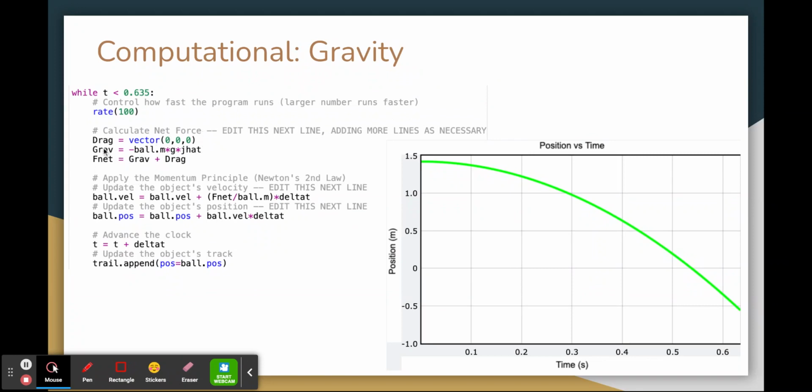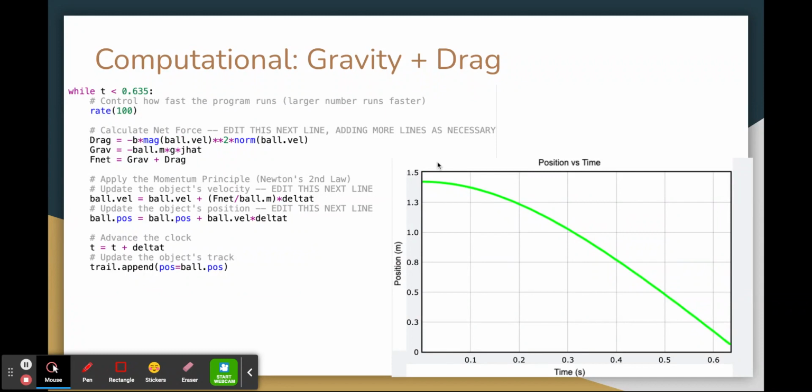The gravity force would just be the mass times gravity in the j direction, and it's negative because it's going down. So our F net is going to be our gravity force plus drag force, which in this case would just be gravity because the drag is 0. Then I use the position update and velocity update formulas to update these two quantities as the ball falls throughout its path. And this is the position versus time graph that was generated from this computation.